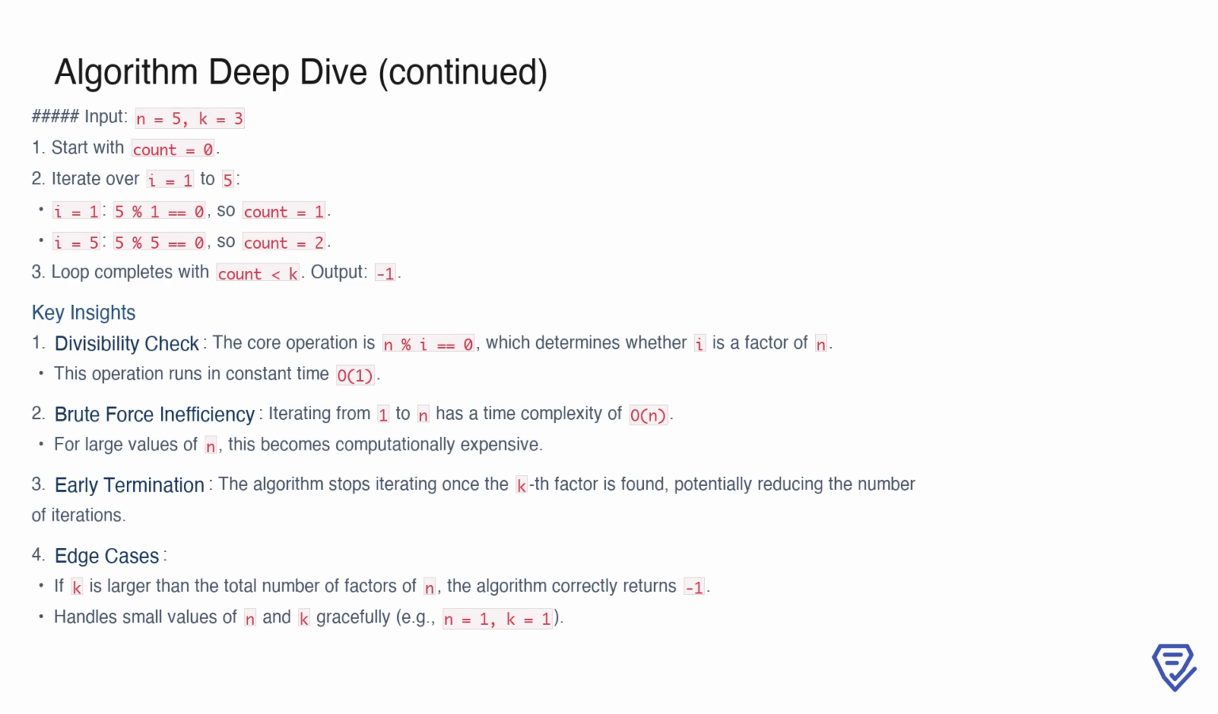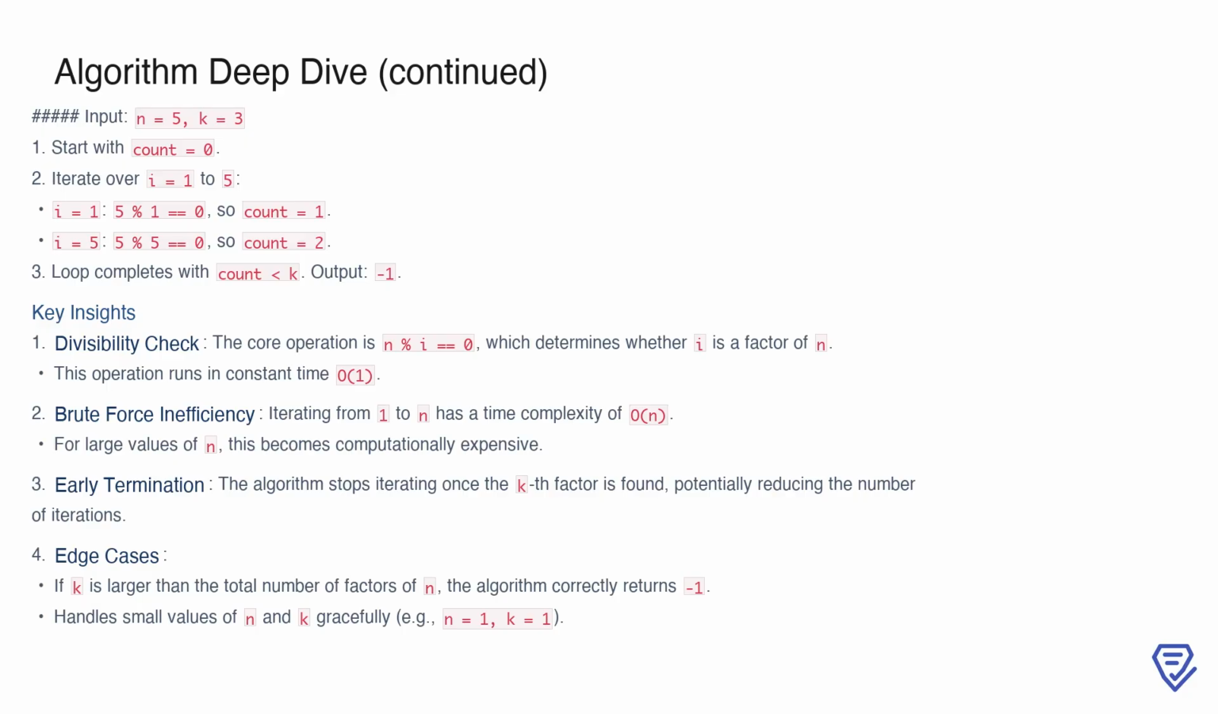Let's consider one more example to handle edge cases. If n = 5 and k = 3, we start with count = 0 and iterate from i = 1 to 5. At i = 1, 5 % 1 = 0, so count becomes 1. At i = 5, 5 % 5 = 0, so count becomes 2. However, the loop completes without count ever reaching k = 3. In this case, we return -1 since the third factor does not exist.